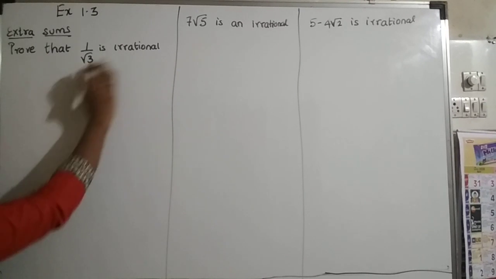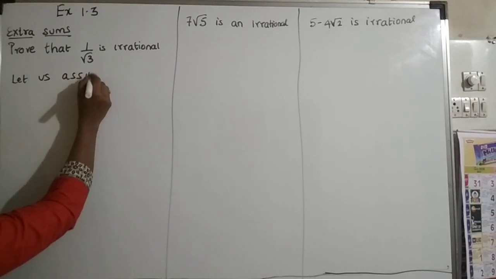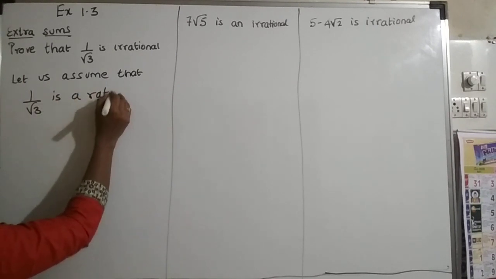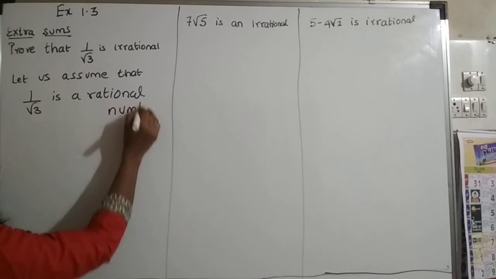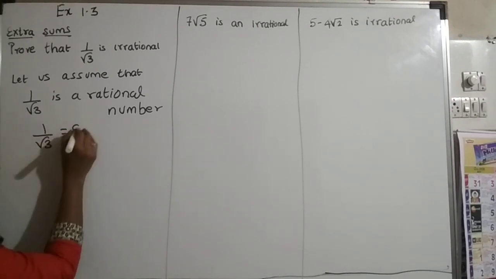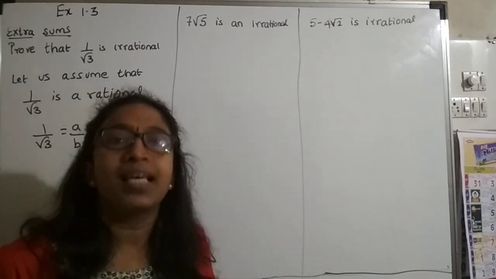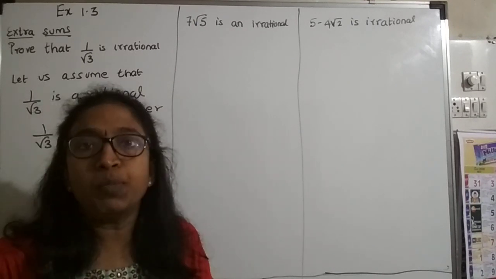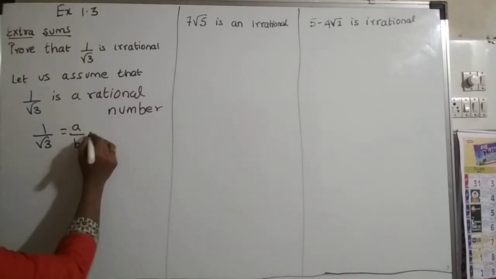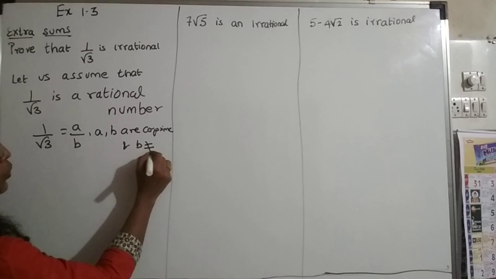Now here we will write the same thing. Contradiction method only we are going to use. So let us assume that 1 upon root 3 is a rational number. If you assume that, then we write: therefore 1 upon root 3 equals a upon b, with a very important condition on a and b: a and b are co-prime integers and b not equal to 0. I already explained that co-prime integers means integers that don't have any common factor other than 1. So here we will write that a and b are co-prime integers and b not equal to 0. Right?